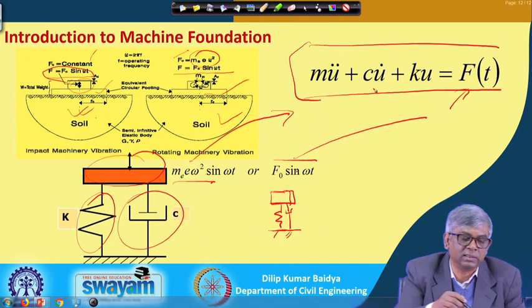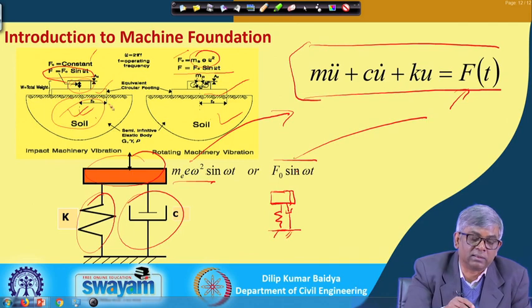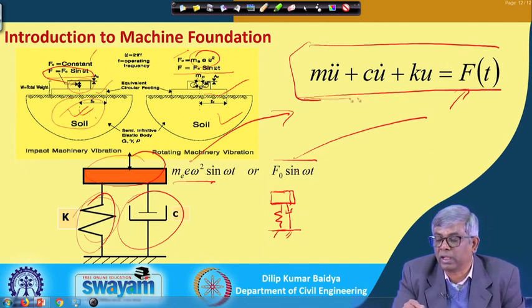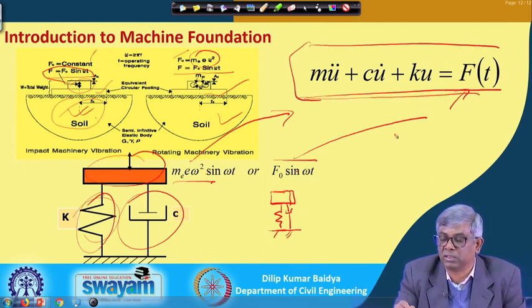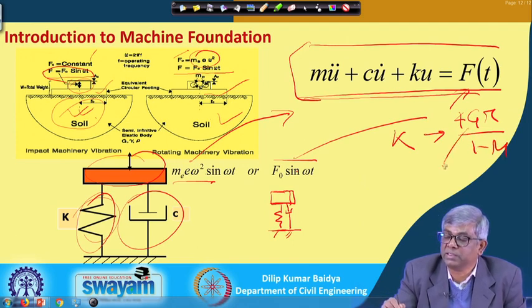You can see this foundation resting on the soil, and then that entire foundation-soil system will be replaced by a spring. That means to analyze a machine foundation we need to find the spring coefficient k. For vertical vibration, the spring coefficient will be 4GR by (1 minus mu), where G is the shear modulus, and how to determine the shear modulus we have discussed. R is the radius of the foundation and mu is the Poisson ratio.